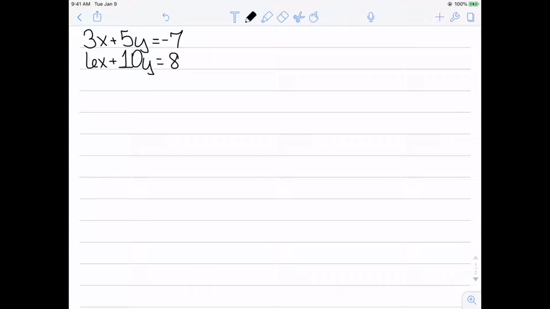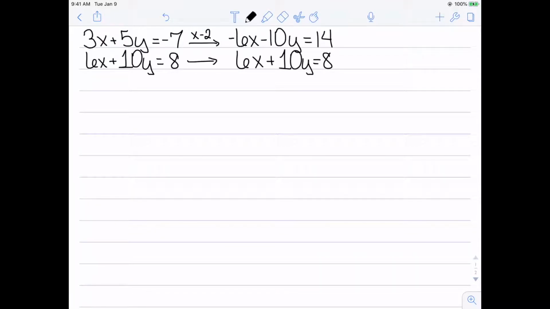Since none of my variables have a coefficient of 1, it's going to be best to use the elimination method. I'm going to multiply the first equation by -2, since that would give me a -6x to go with my 6x in the second equation. So my first equation becomes -6x - 10y = 14, and my second equation stays the same, 6x + 10y = 8.